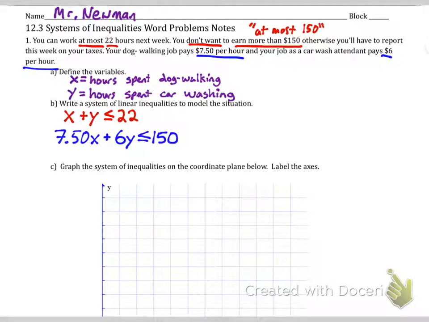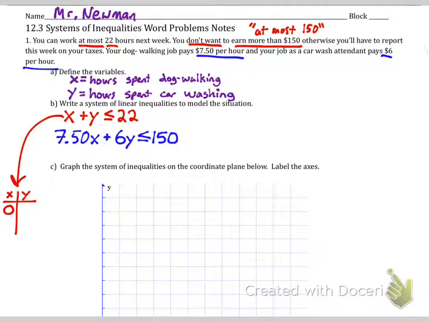Now, for graphing it, because this is not in slope-intercept form, because it doesn't look like y equals mx plus b, the fastest way to graph it is to plug in 0 for x and see what the y value is. And then plug in 0 for y and see what the x value is. So I'm going to do that here in the table.